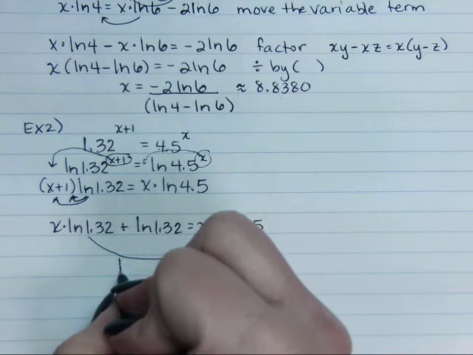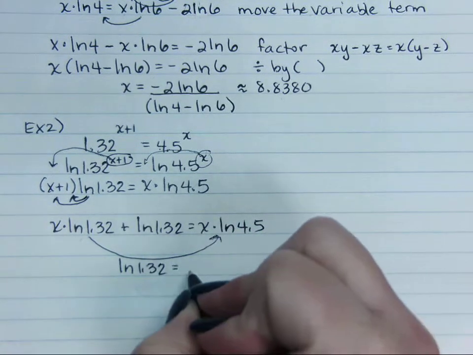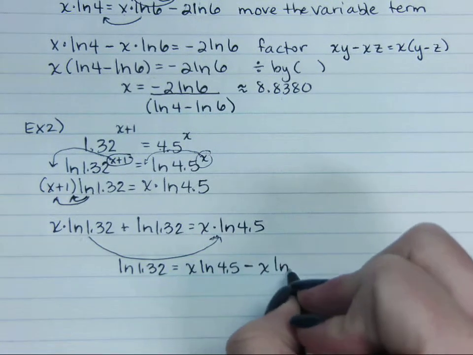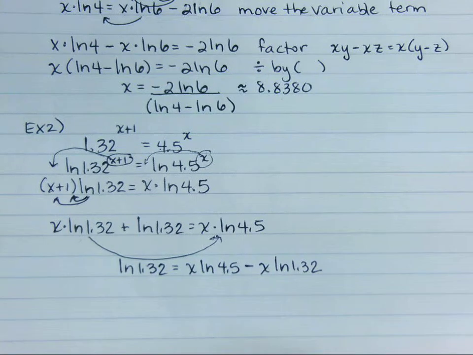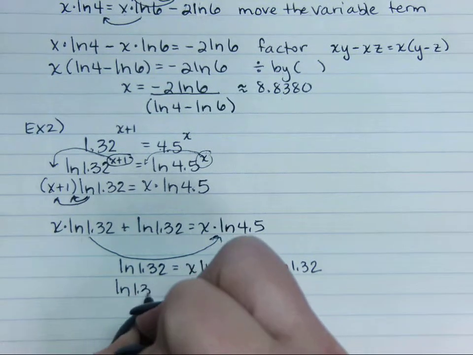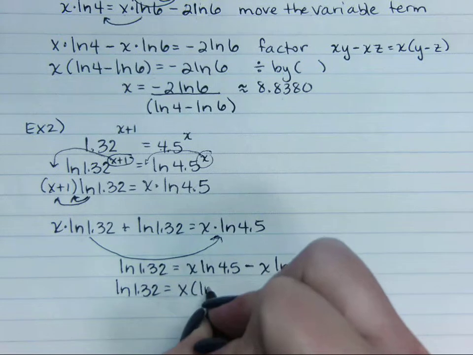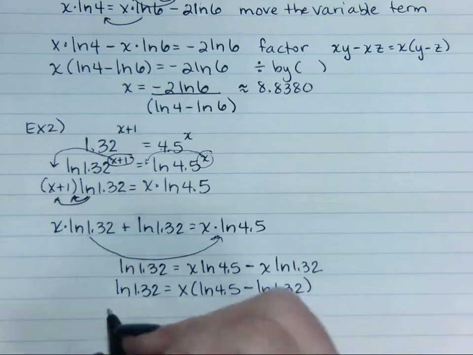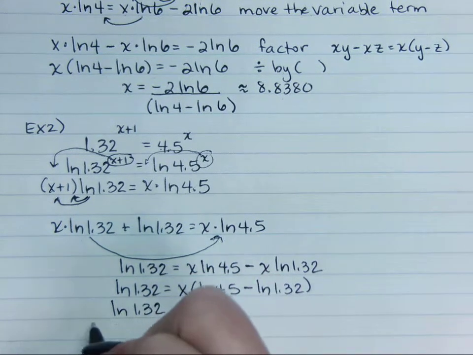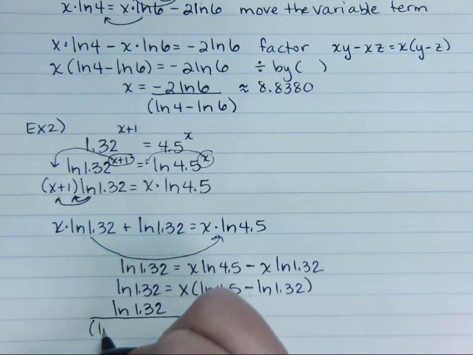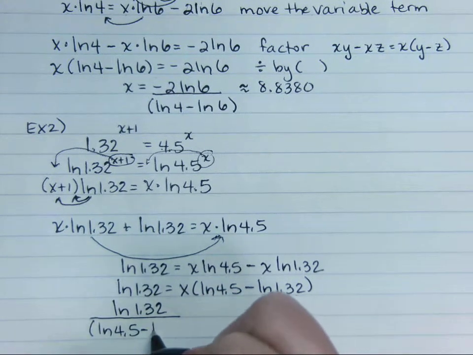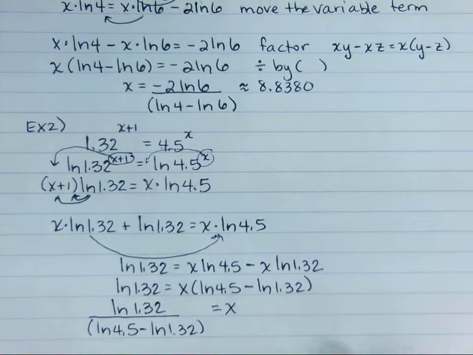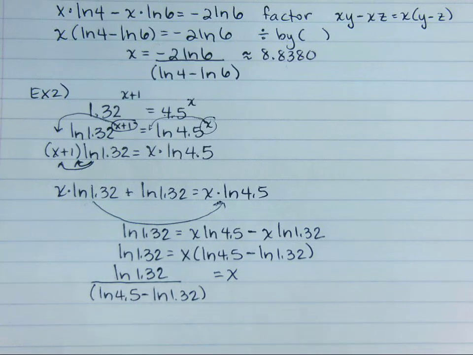And so the left will only have the ln of 1.32, which is equal to x ln of 4.5 minus x ln 1.32. All right. So then factor. I'm going to factor out my x. And now I can divide. So when I divide, I'm dividing by this entire binomial. Now when I put this one into my calculator, I don't need to put parentheses around the numerator because there's only one operation happening here.